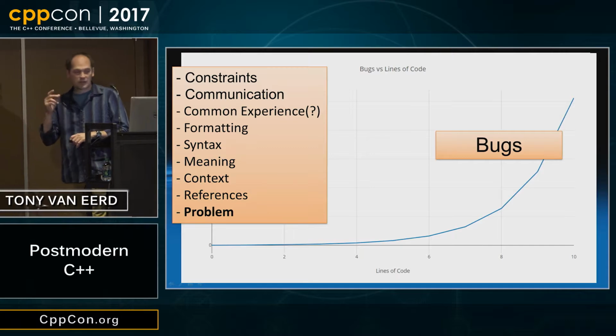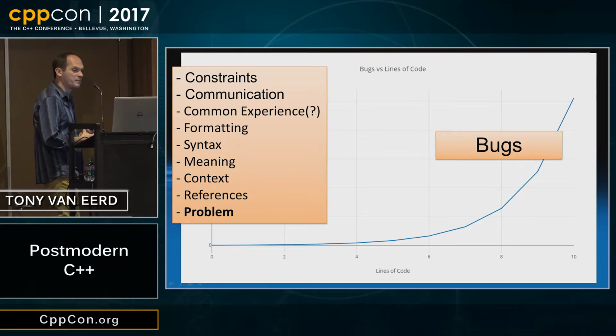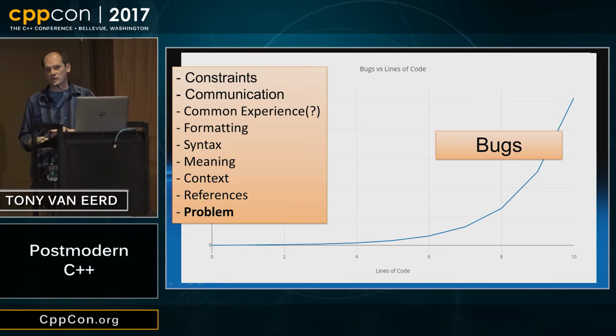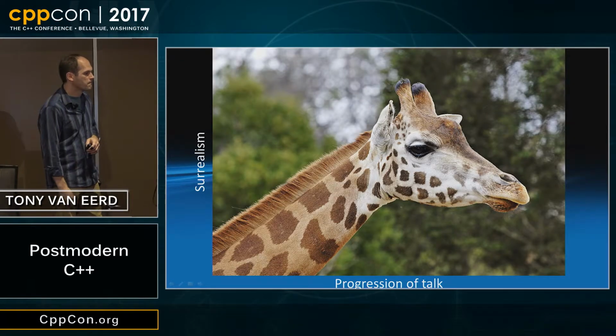And bugs. Finally, we get to the problem at hand, right? Or at least a manifestation of the problem at hand. What is the real source of the problem? Bugs are just the result of some underlying problem.